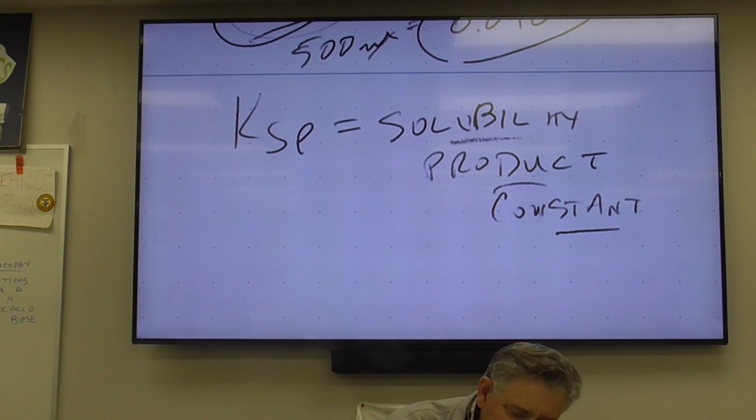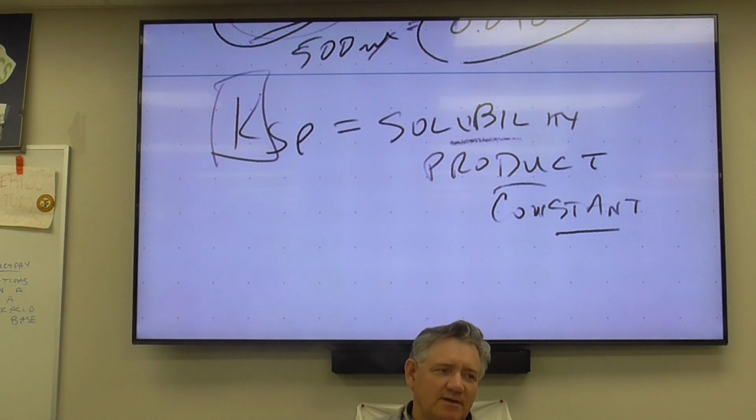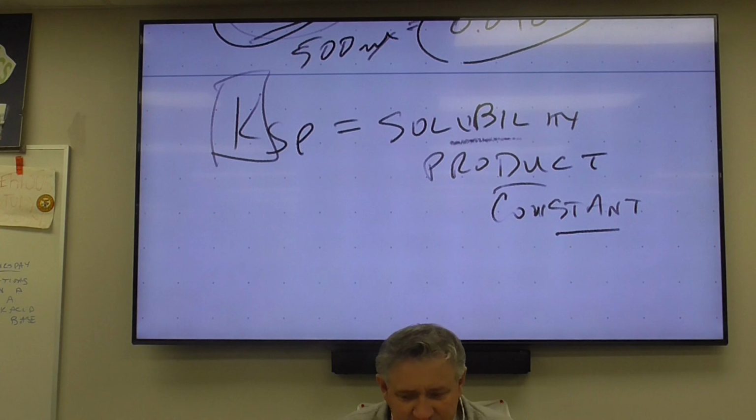So let's start with this. What's the only time you put a K in front of anything? When it's at equilibrium. Now, let me show you a simple demonstration.